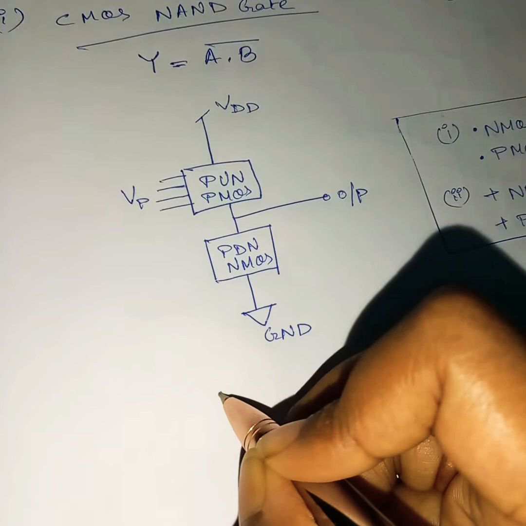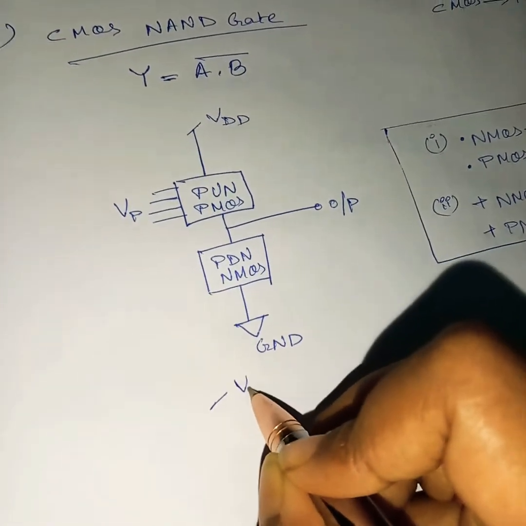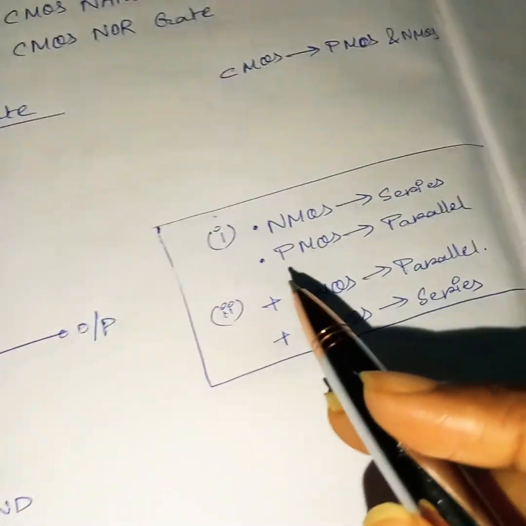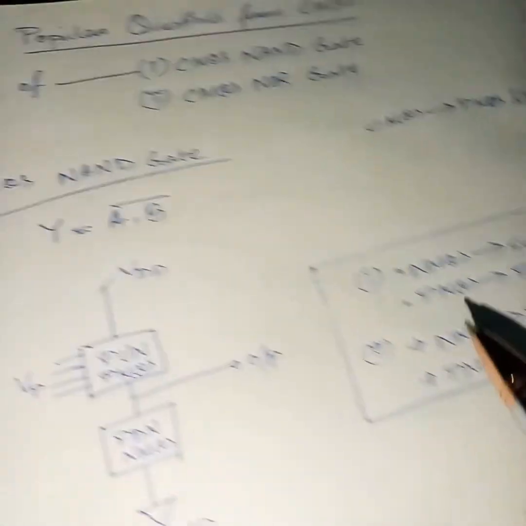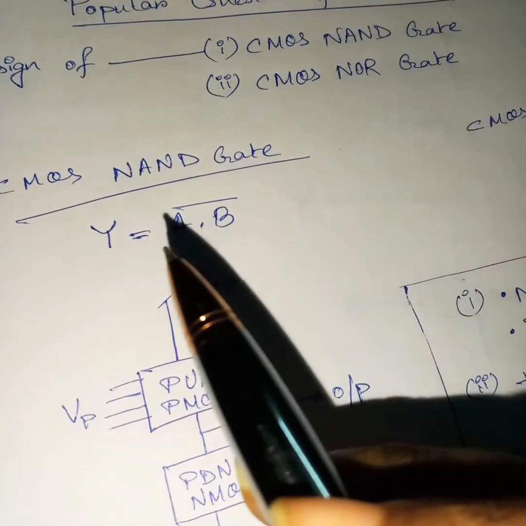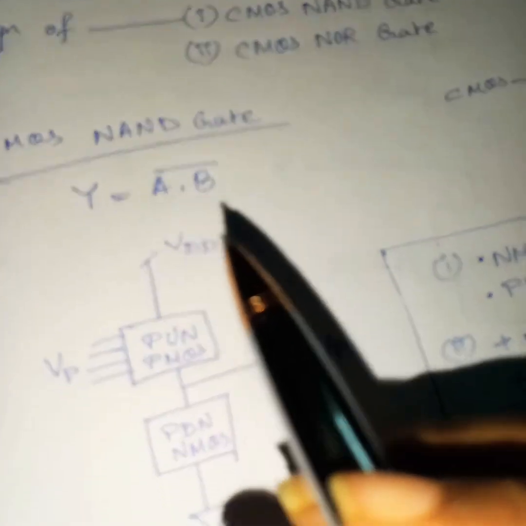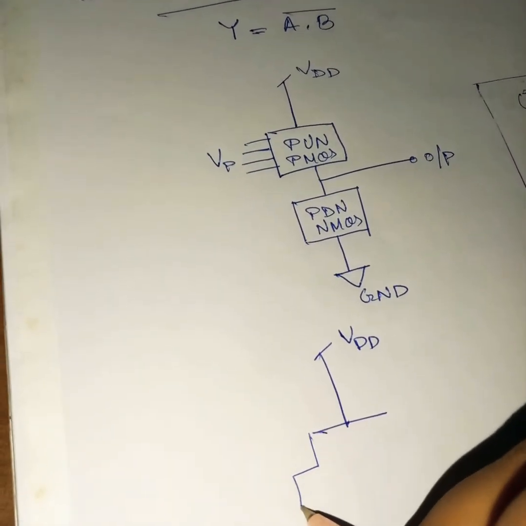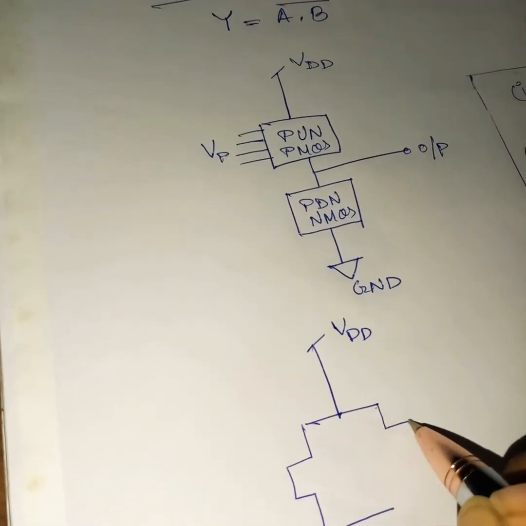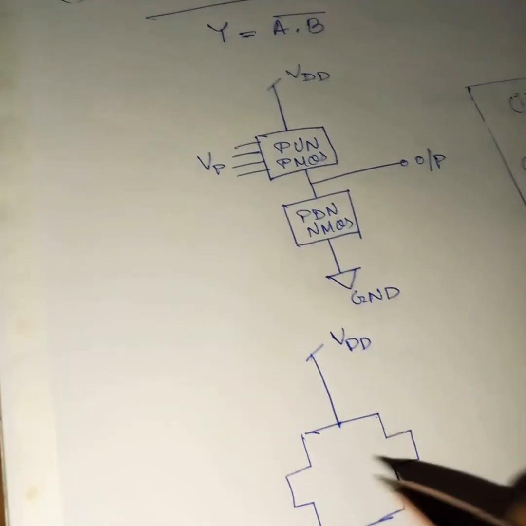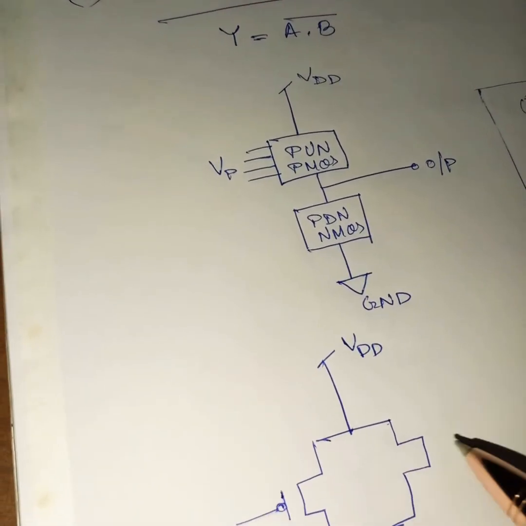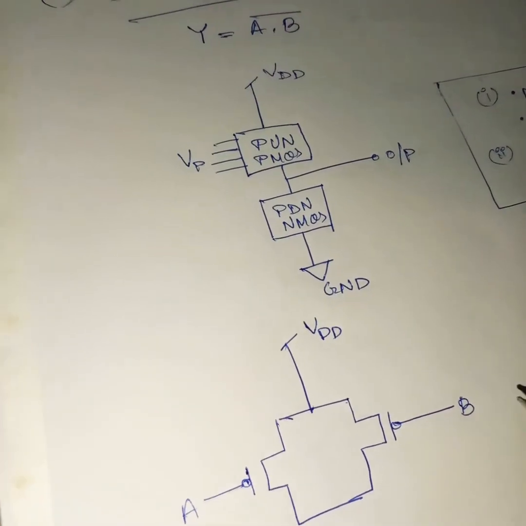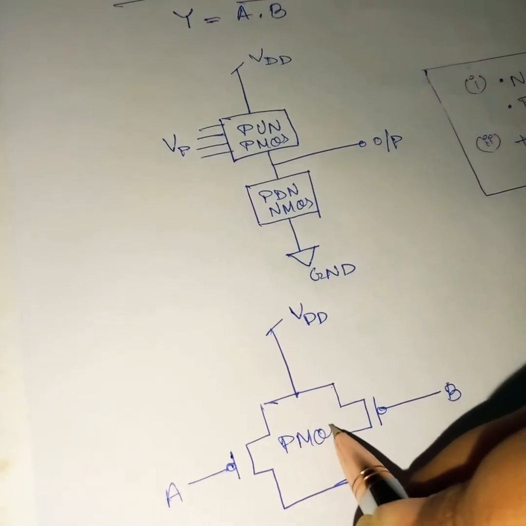So first we will be having VDD, which should be connected to PMOS. Now for dot, PMOS should be connected in parallel. That means we have input A and B. So both A and B should be connected in parallel. How it should be connected? It should be connected like this. We know that for PMOS there should be a bubble. One input is A, another input is B, and this is PMOS.